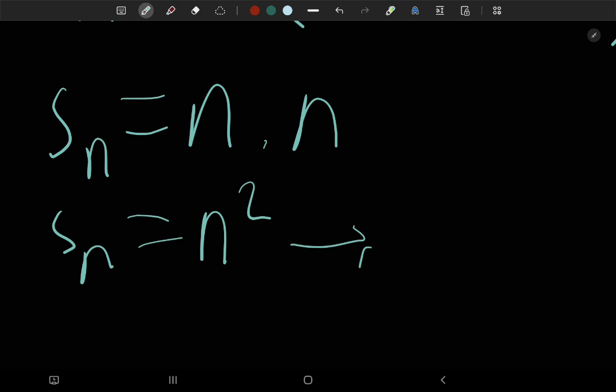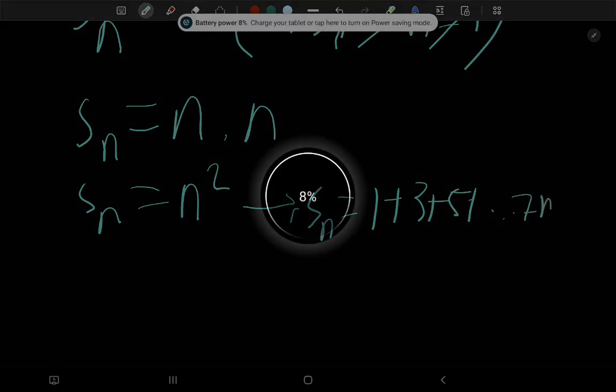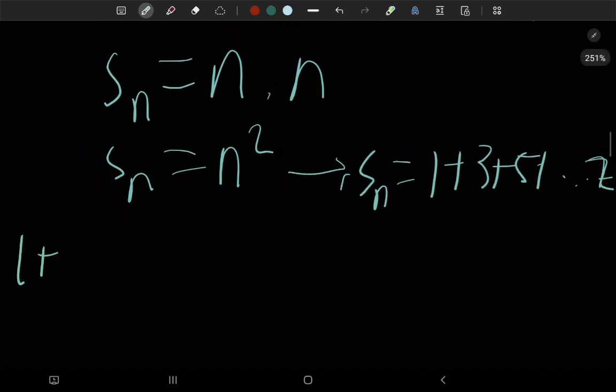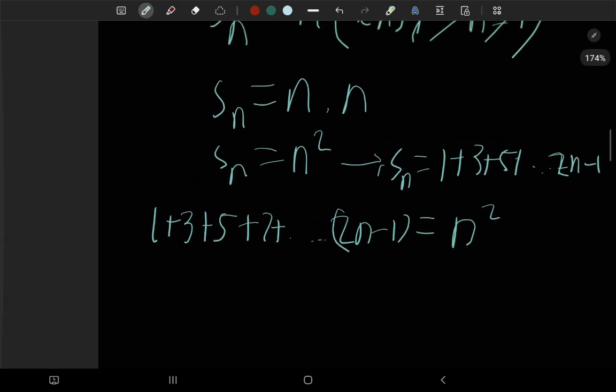And we need to remember that Sn is equal to 1 plus 3 plus 5 and so on to the 2n minus 1 term. So that means that we get that 1 plus 3 plus 5 plus 7 and so on to the 2n minus 1 term is equal to n squared. Hence, we have proven the identity.